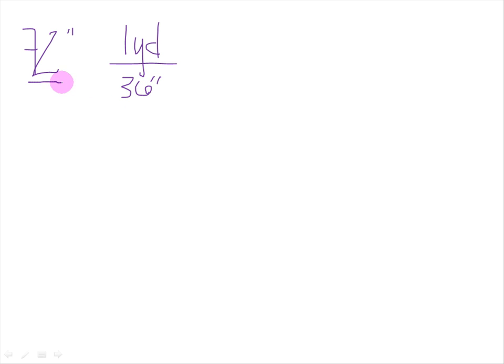And then it just becomes a straightforward multiplication of a fraction times a fraction. We can cancel inches in the numerator with inches in the denominator. Now we have 72 times 1 yard. That's 72 yards. That's our numerator. And as our denominator, we have 1 times 36. This isn't inches anymore. We canceled them. This is the pure number 36. And so this just becomes 36.